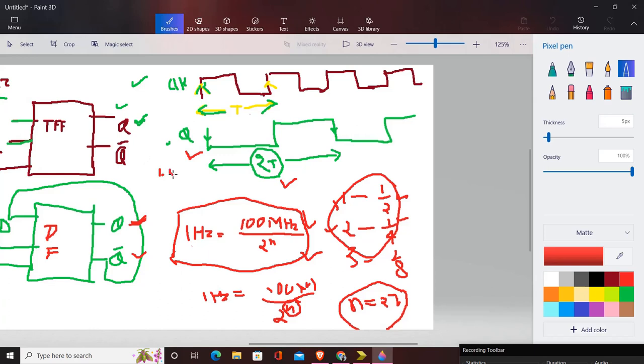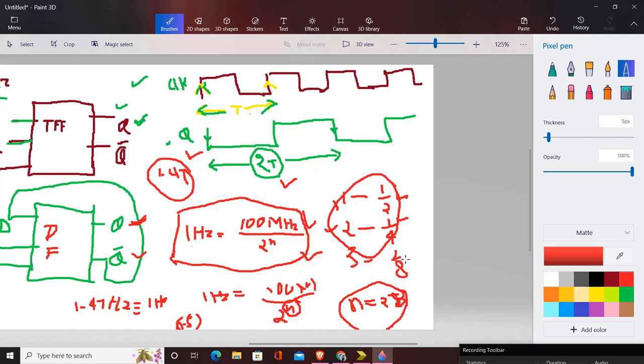to 1.47 hertz frequency. That is approximately 1 hertz. Okay, so if we want to increase the flip-flops beyond 27, then it will be so less. When we increase n, that term decreases. So it's like 0.56, that's not our requirement. Our requirement is 1 hertz.